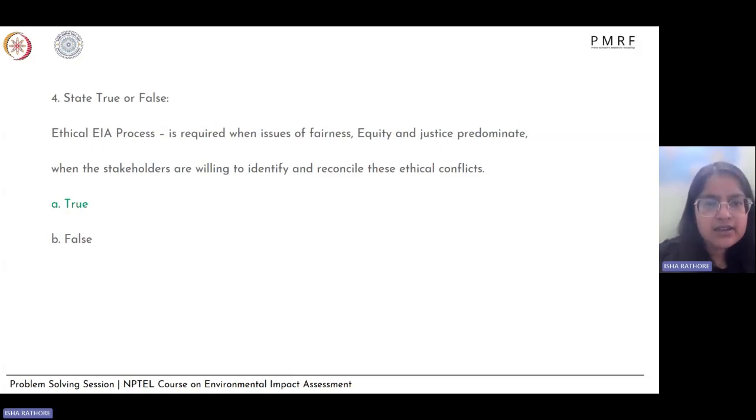That is, they were feeling unfair means were taking place, or they were not feeling equal in the stakeholder matrix. So they need to do an ethical EIA process. So the given statement is true. So A is the correct answer. Moving on to the next question.